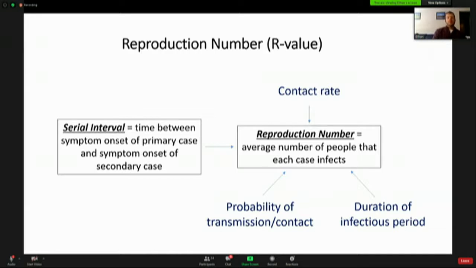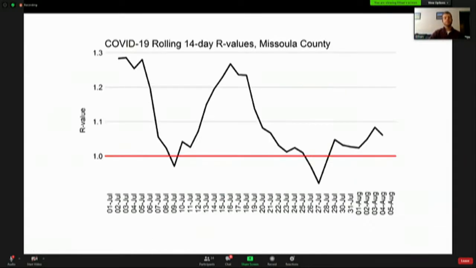Now, the serial interval can vary, and in order to better represent the spread of COVID in a state with a low population density like Montana, our group has used pairs of cases from Montana to calculate a Montana-specific serial interval. And we use this number to calculate R values for Montana that help us understand how quickly the virus is spreading in our state.